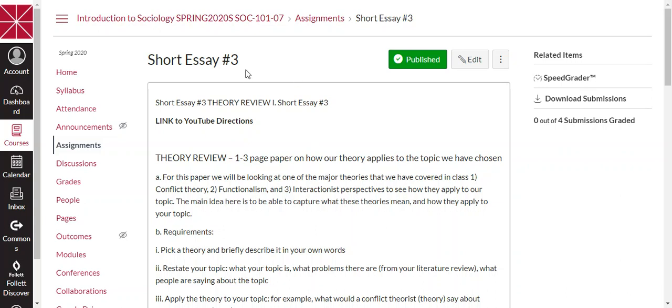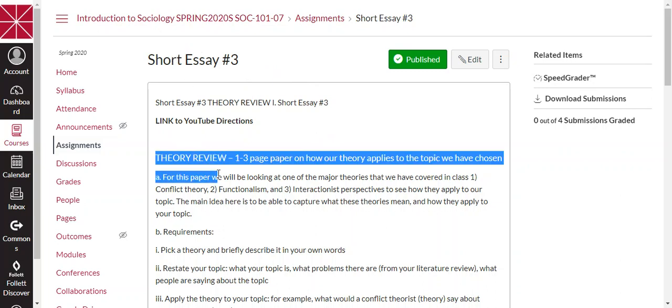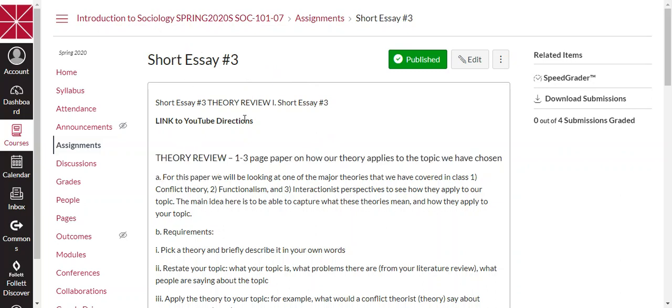And finally, short essay number 3, which is going to be taking a look at the theories from our course in order to go back through and go into a little bit more depth about our topic. So basically what I want to do here is I'll go through the notes that I have pasted, and these are actually pasted directly in our Canvas page. Essentially I wanted to walk through and describe what it should look like.